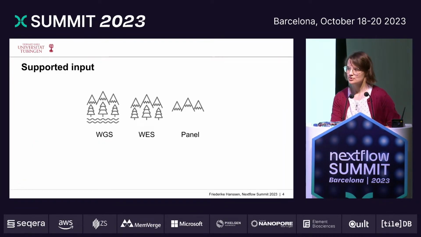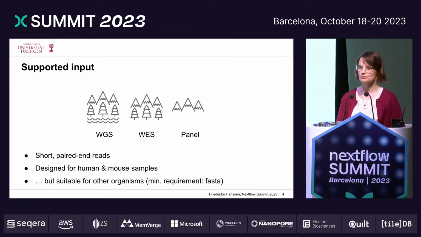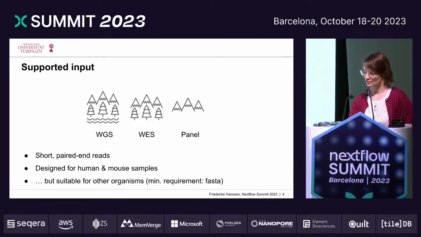The pipeline supports whole genome, whole exome, and panel data analysis, and short, paired-end reads. The pipeline was originally designed for human and mouse samples, and with that we just mean that for those organisms we ship all the reference genomes already, but it's been used for other organisms like pigs or tomatoes or bees, and you at least need a FASTA file for this, and then maybe need to provide some of the annotation files manually.